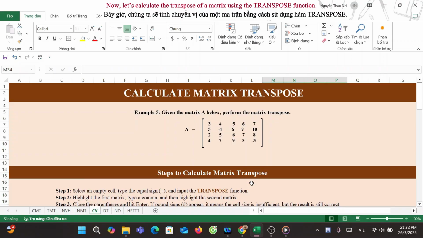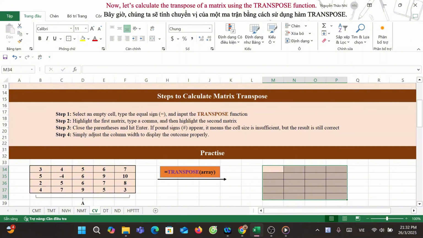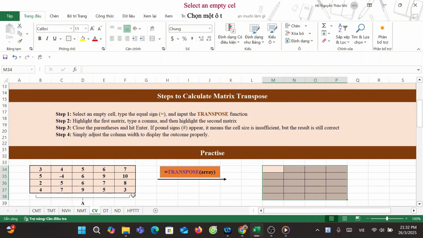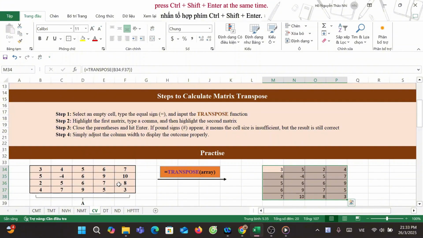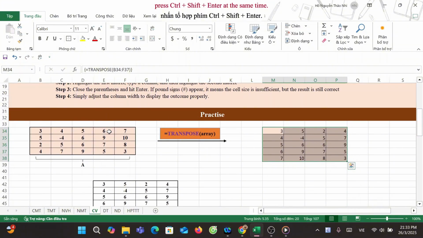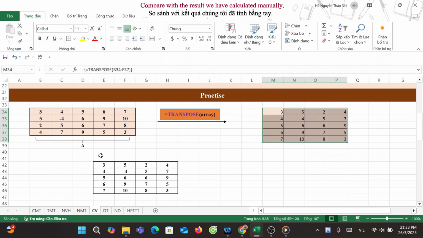Now, let's calculate the transpose of a matrix using the TRANSPOSE function. Select an empty cell, type the equal sign, and input the TRANSPOSE function. Then highlight the matrix to transpose and press Ctrl+Shift+Enter at the same time. Compare with the result we have calculated manually.